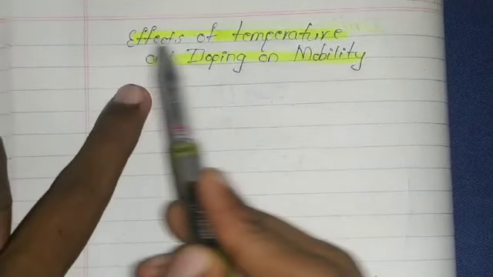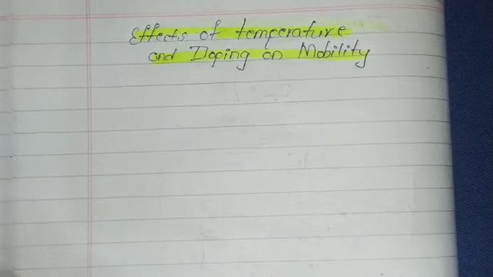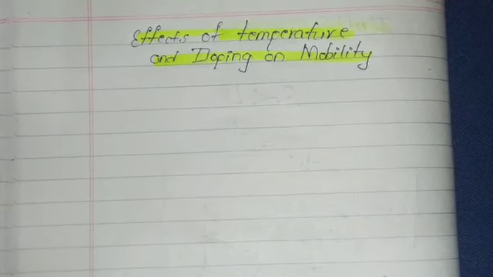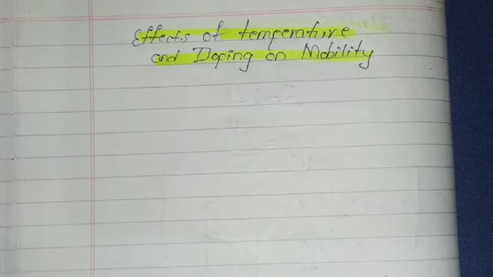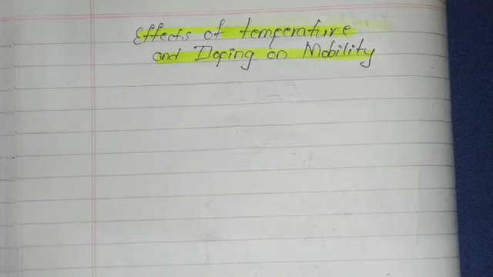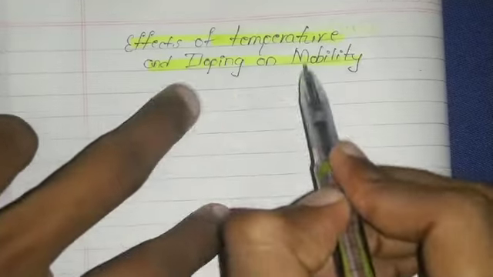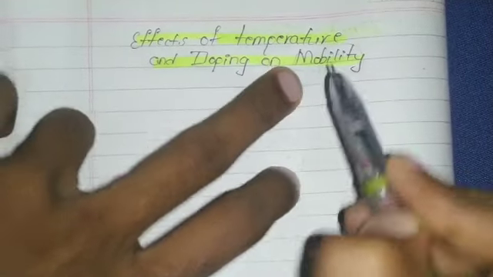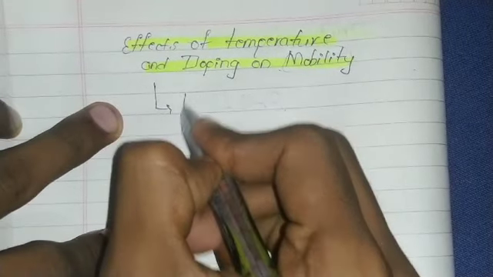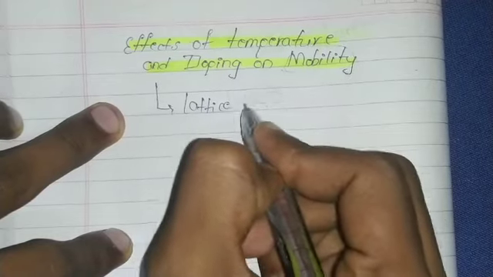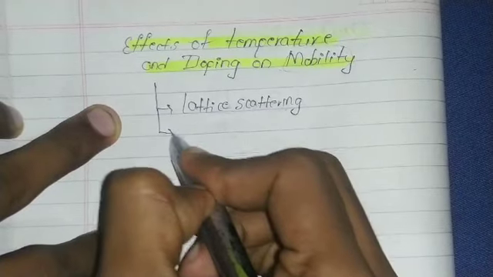Let's discuss the effects of temperature and doping on the mobility. Here, the mobility of the electrons and the holes is actually influenced by the lattice scattering and the impurity scattering. These are the two processes on which this mobility actually depends. So it mainly depends upon lattice scattering and impurity scattering.